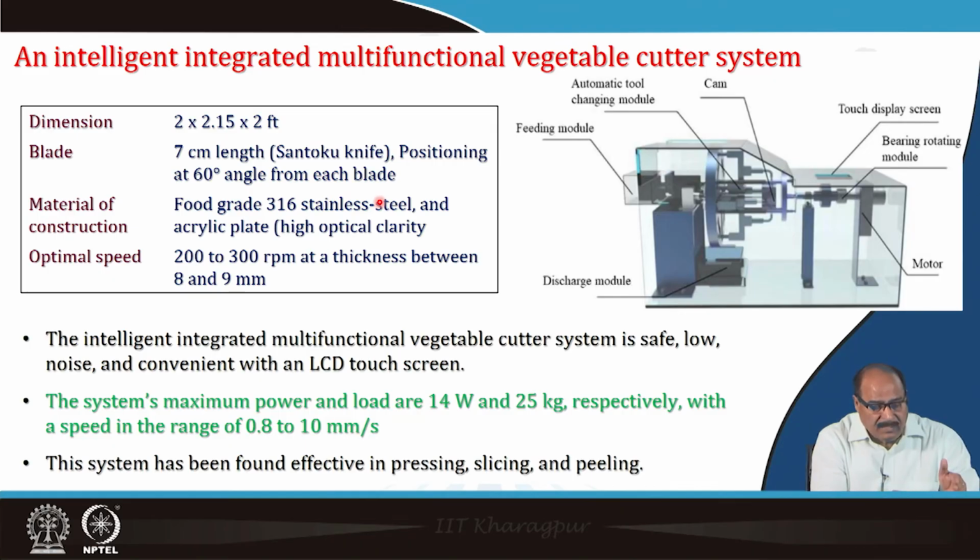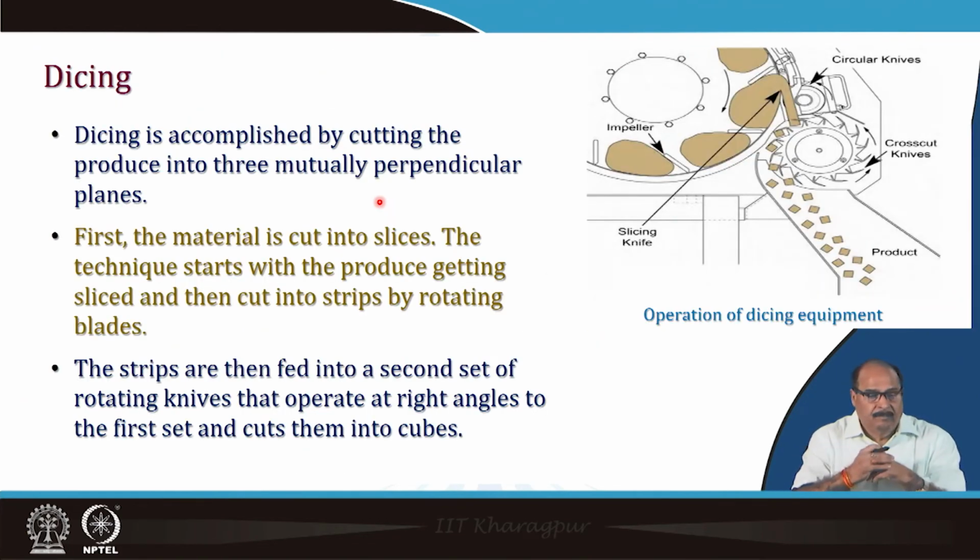So this intelligent integrated multifunctional vegetable cutter system is safe, low noise and convenient with an LCD touch screen. The system's maximum power and load are about 14 watt and 25 kg respectively, with a speed in the range of 0.8 to 10 millimeter per second, and the system has been found to be effective in multiple operations like pressing, slicing and peeling.